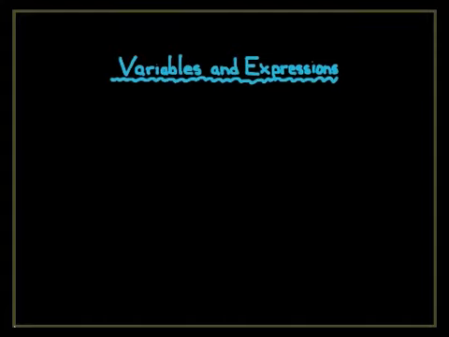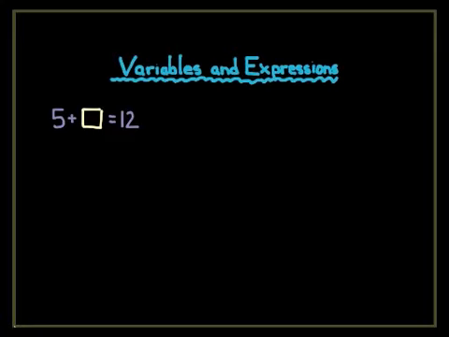Variables and expressions. In order to get started, let's take a look at some examples. So 5 plus square equals 12. That square is doing a job and it's holding a spot of a number. And this is a problem you may have seen in first grade, and you would have been thinking 5 plus what equals 12? Simple enough.